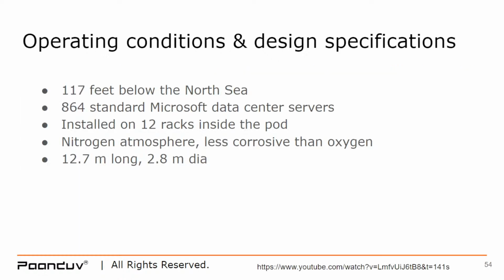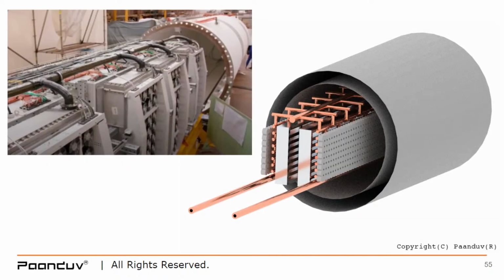So the operating conditions in which these Microsoft data centers are deployed, they are more than 100 feet below the North Sea. There are 864 servers inside this underwater data center, which are installed on 12 racks. It is filled with nitrogen gas, which is less corrosive than oxygen. And if you want to get a physical idea as to how big this data center is, it is around 12 meters long and 2.8 meters in diameter.